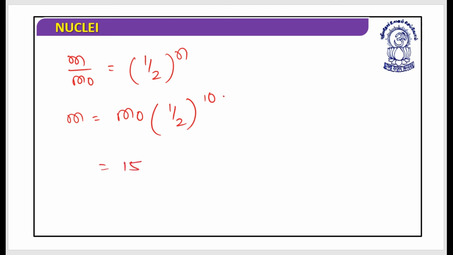And this m naught would be equal to 15 into 10 to the power minus 3, into 1 by 2 to the power 10 gram. This much will be available in the sample. I hope this is clear.